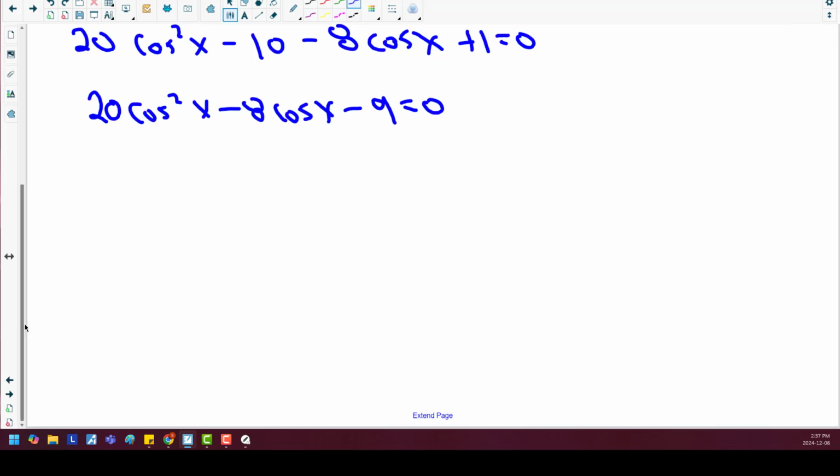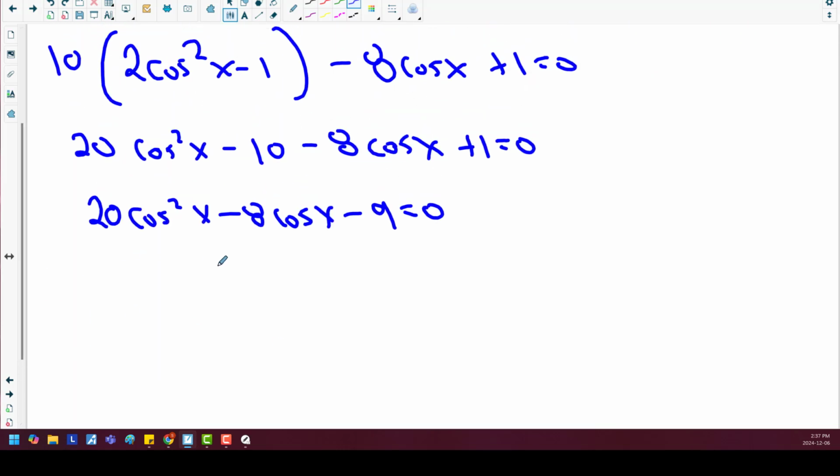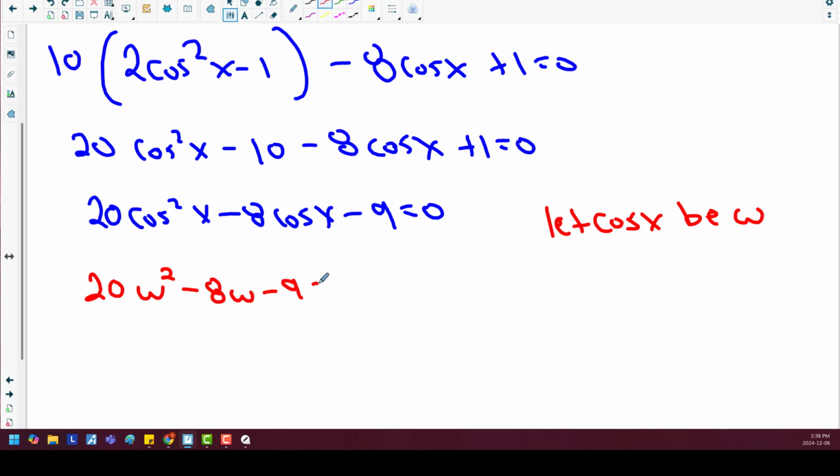If you can't see it, this looks awfully like a quadratic equation, except we're using cos. So what you need to do is just have a simple let statement. Let cos x be, and pick a letter you like, let's say w. So let cos x be w. So we're going to rewrite this in terms of w now. So 20 w squared, because cos x times cos x is cos squared x, and that's just w squared, minus 8w minus 9 equals 0.